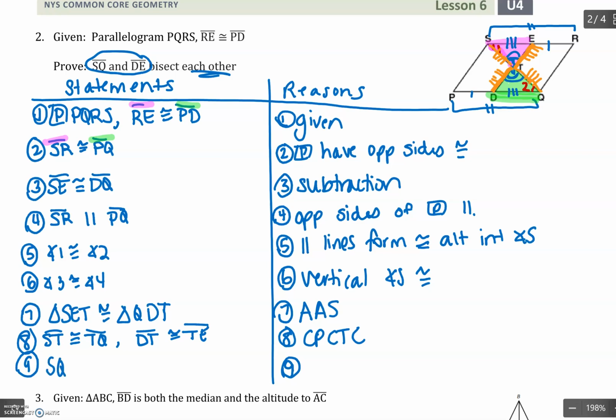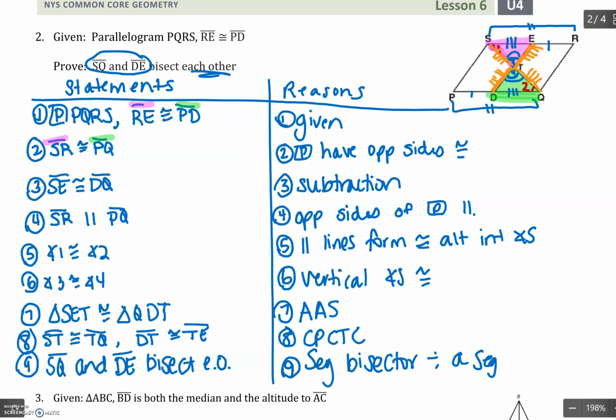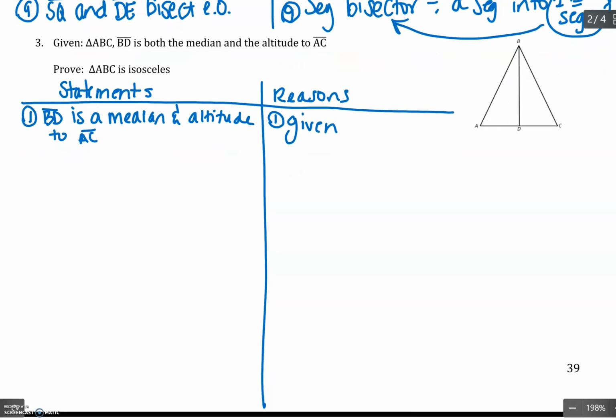That means SQ and DE must be bisecting each other. I'm going to use the definition of segment bisector for each of them, because segment bisectors divide segments into two congruent segments. And for each one of those, I'm showing I do have two congruent segments, so I must have a bisector. So again, we're working backwards. We know this to get that.